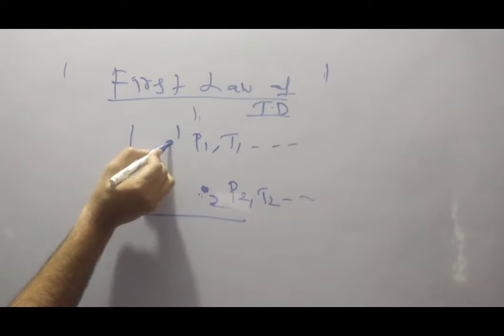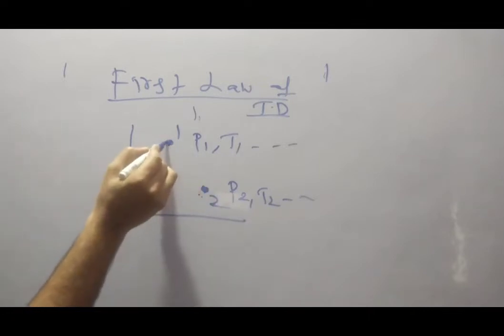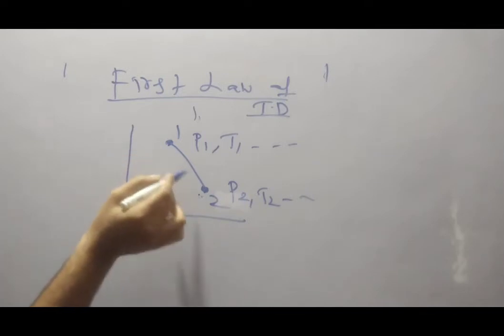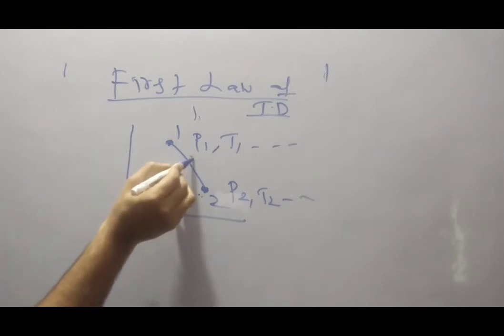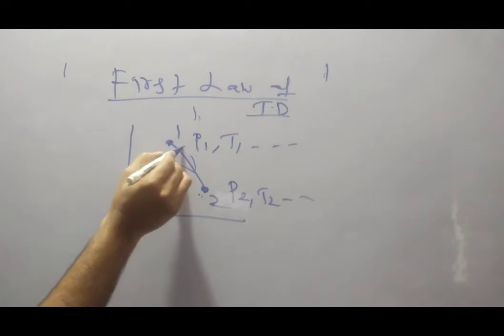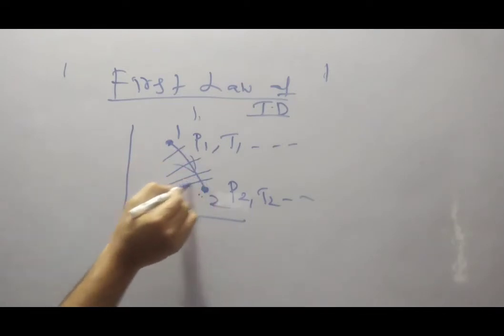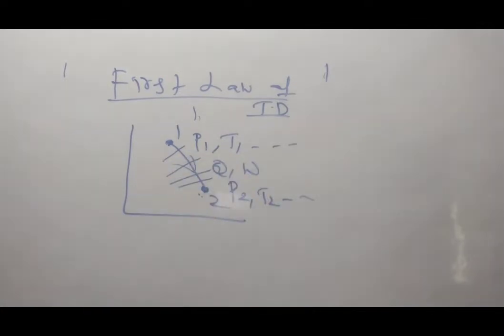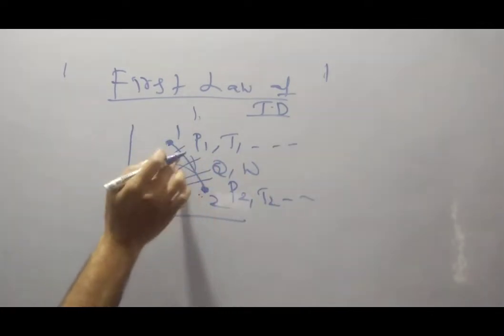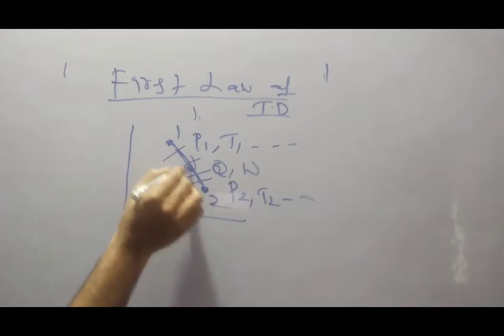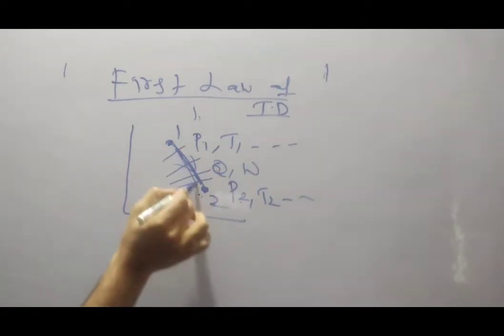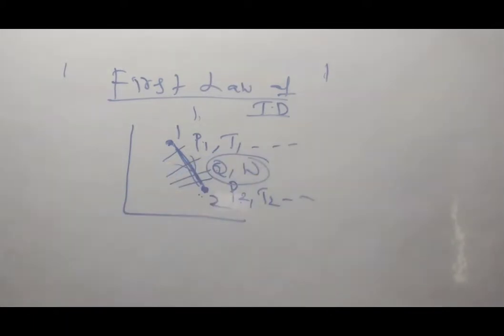So actually this is the path. Path may be in any form. Suppose I am taking this as a straight line or a curve. If you take this as the path here, then for this path we will define Q and W. Q and W are path functions, so they depend on the path here. Whereas pressure and temperature do not depend on the path, whereas Q and W depend on the path. So these are known as path functions.